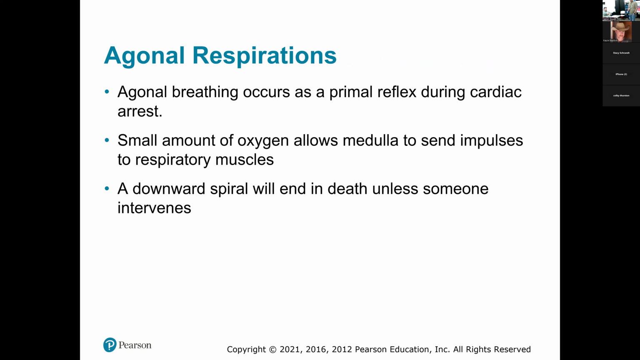And we've talked about this quite a bit throughout the class. This is a primal reflex. It's basically the body getting any kind of air it can. These are death respirations, agonal respirations, whatever you want to call them. A lot of times these people are already in cardiac arrest, but it's the body trying to get some oxygen into itself. So that hypothalamus is being stimulated, and it's just trying to get whatever it can into it.